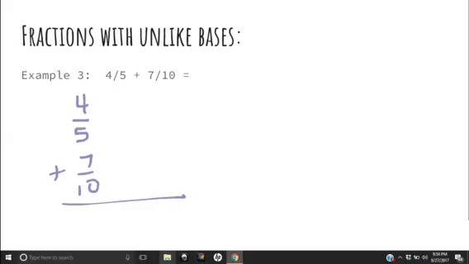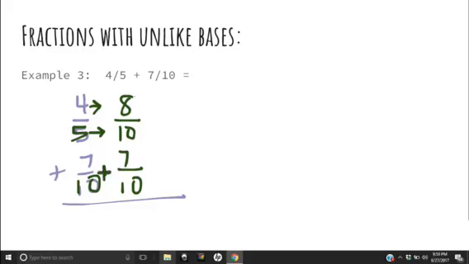When I have fractions with unlike denominators, I write it like this, up and down, and then I go ahead and figure out what my common denominator would be. The smallest number that 5 and 10 go into, which happens to be 10. So I had to do 5 times 2 to get 10. So 4 times 2 gives me 8. And 7/10 just stays 7/10. I add those, I only add the numerators. 8 plus 7 gives me 15. The denominator stays 10. I've got to reduce it. I'm going to divide by 5 and get 3 over 2.